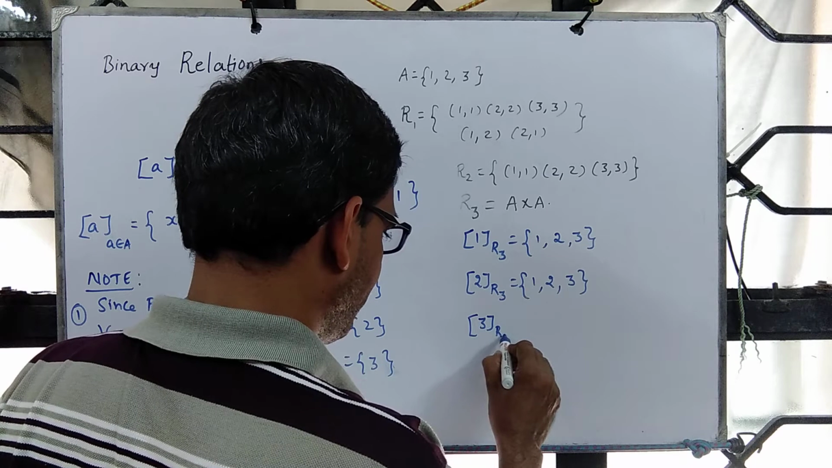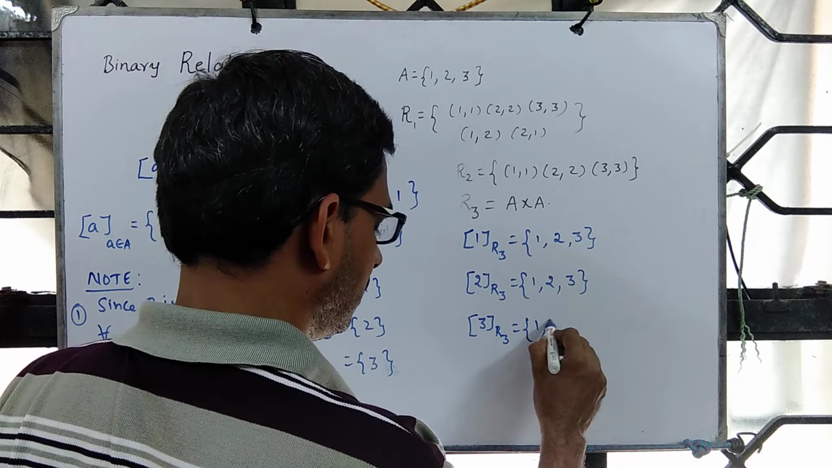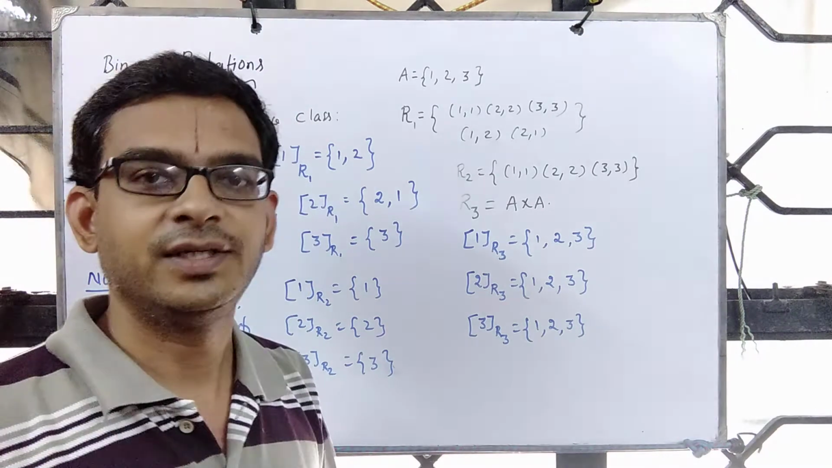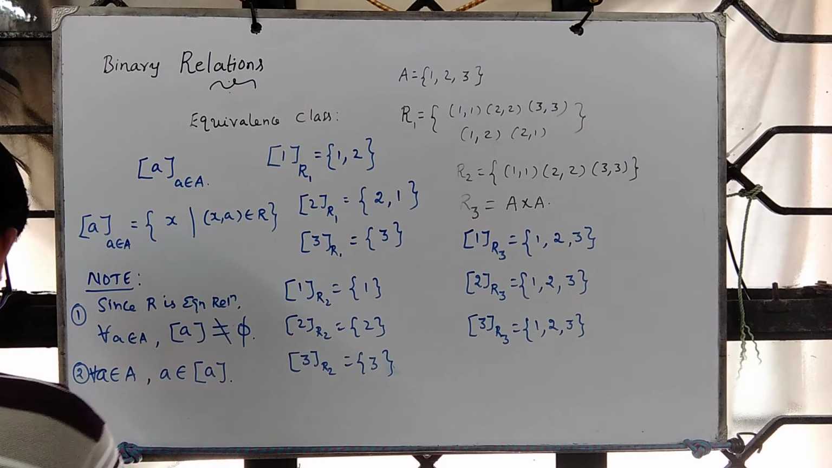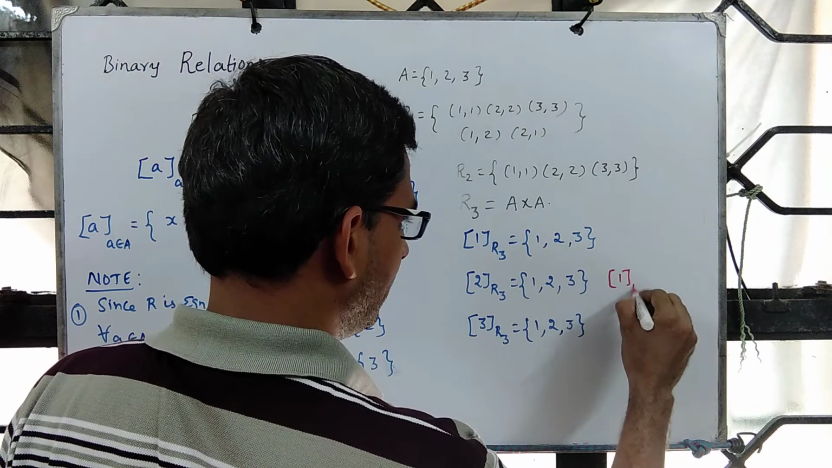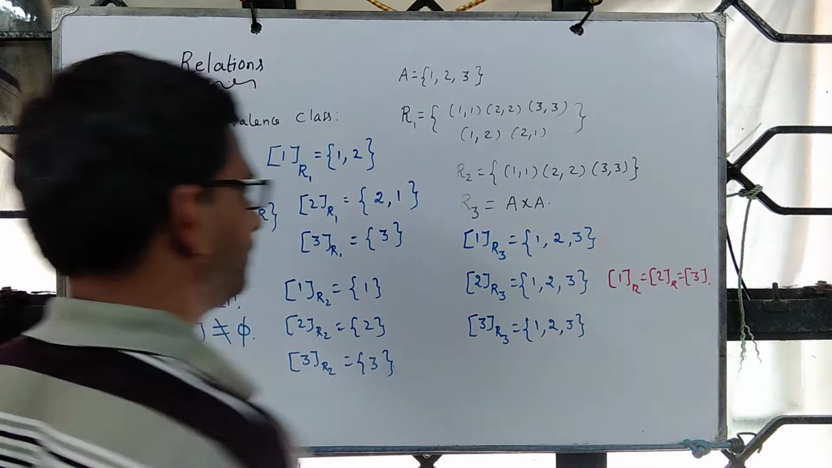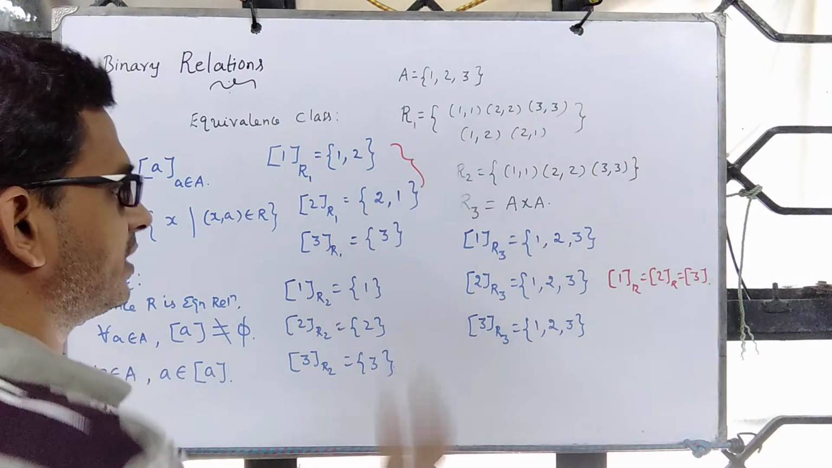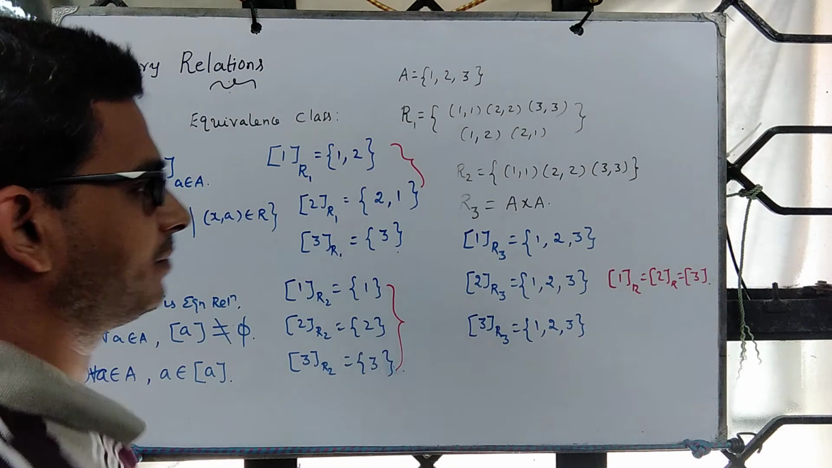Next, let us look at the equivalence class of 3. You see that 1 is present because (1, 3) is in R, 2 is present because (2, 3) is in R, and 3 is present because (3, 3) is in R. Now the interesting part over here is that the equivalence class of 1 is the same as that of 2, which is the same as that of 3. Now if you look at the earlier example, these two are the same, this one is different. In this last one, all three are different.